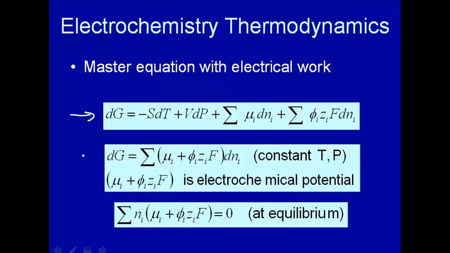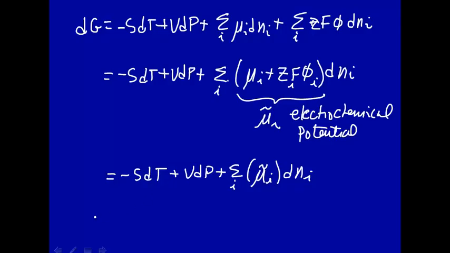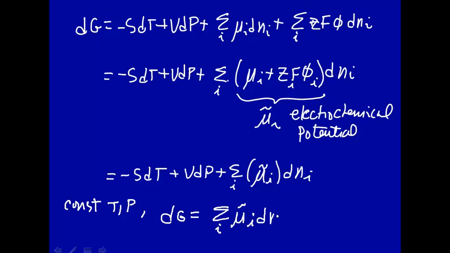Okay, now let's look at what's going to happen at constant temperature and pressure. Constant temperature, that term goes away; constant pressure, that goes away. The incremental change in free energy when you add a certain number of moles will just be the sum of mu tilde i dNi. Again, exactly the same thing we had before, except now we're using electrochemical potential instead of chemical potential.